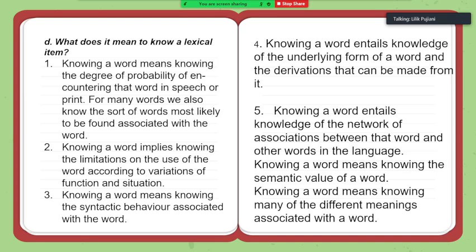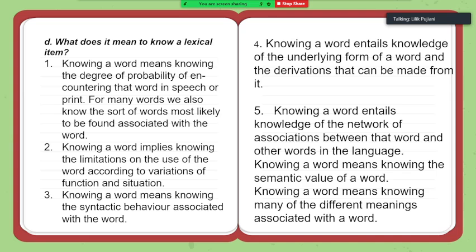For many words, we also know the sort of words most likely to be found associated with the word. The second, knowing a word implies knowing the limitation on the use of the word according to the variation of function and situations. The third, knowing a word means knowing the syntactic behaviors associated with the word.